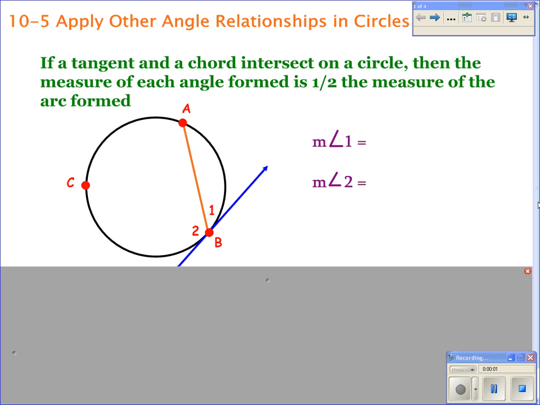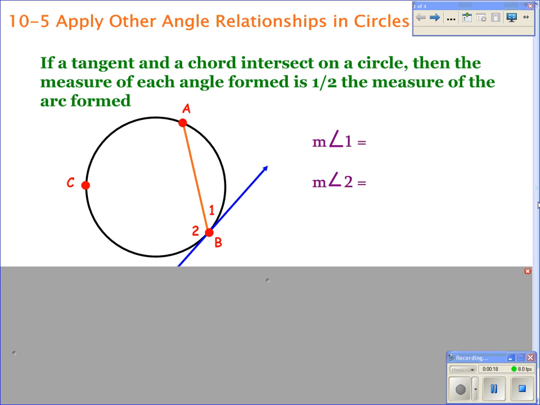Okay, so looking at 10.5, apply other angle relationships in circles. So we're still looking at angles. We'll look at chords in the very last section, but we're looking at angle measures in this one. The first one that we need to look at is if you have a tangent line and a chord.